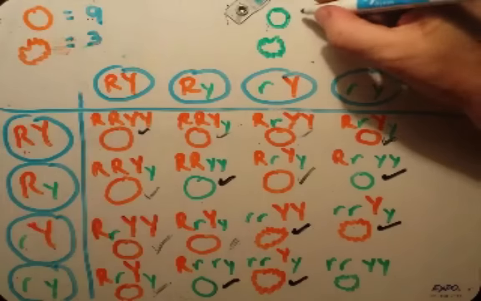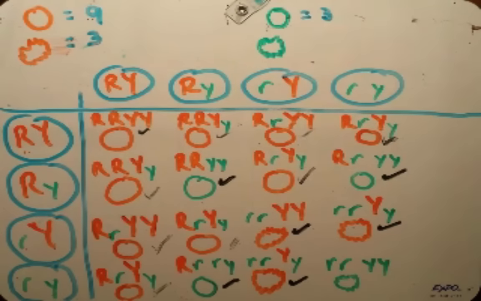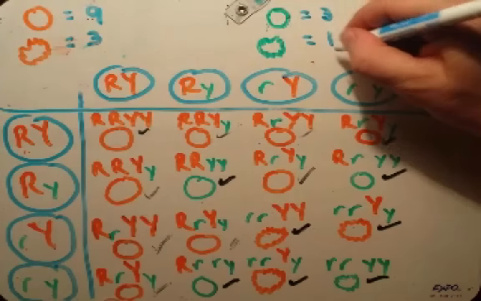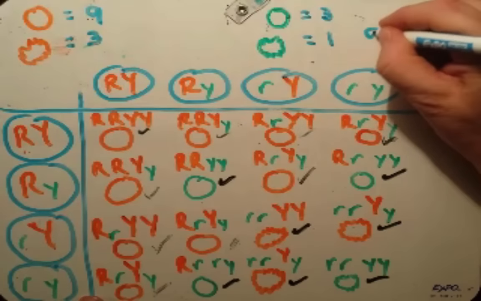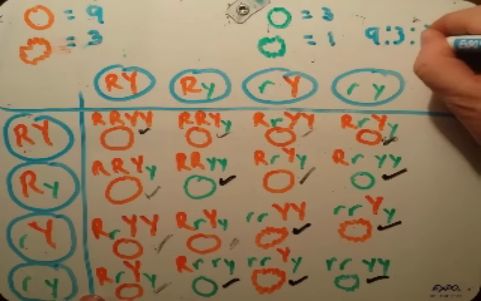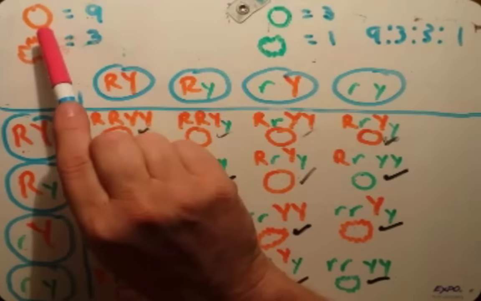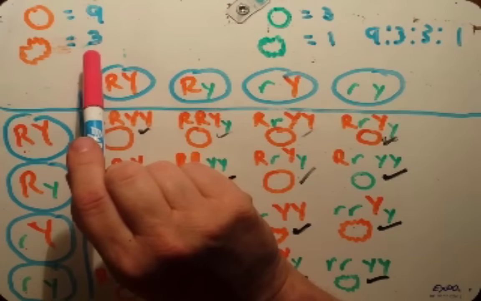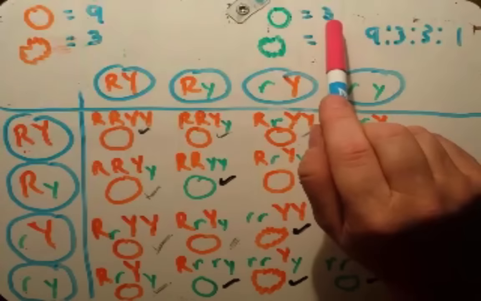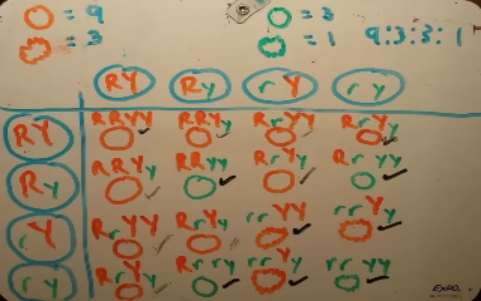So we have 3 of those. And finally, all by itself, we have 1 wrinkled green. So the phenotypic ratio is going to be 9 to 3 to 3 to 1. In fact, this is a famous ratio, 9 to 3 to 3 to 1. We will always see this ratio when we do a dihybrid cross where each of the parents are heterozygous. So we have 9 round yellow to 3 wrinkled yellow to 3 round green to 1 green wrinkled.